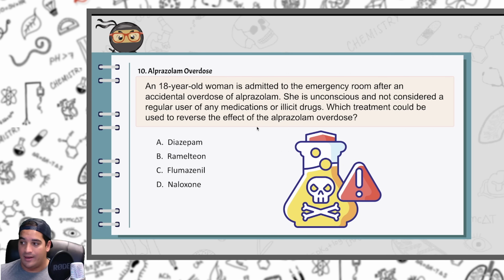So flumazenil is the benzodiazepine antagonist in this particular scenario. So I would give them flumazenil, not diazepam. That's just going to make it worse. Not Ramelteon. It's going to do nothing. And naloxone is for opioids. So flumazenil would be the preferable agent here.